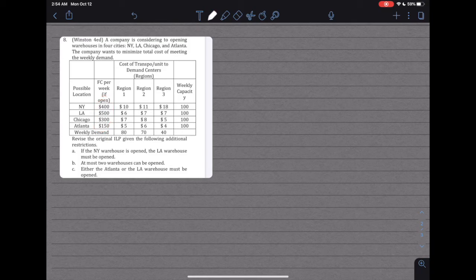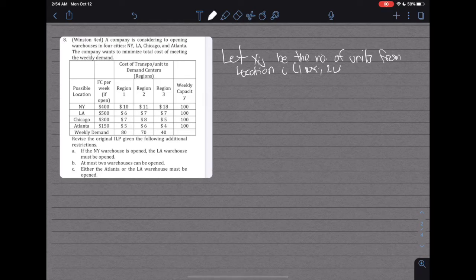So first, let's not notice the three sub problems below. Let's focus on the main fixed cost problem. In this case, what do we want to know? We want to know: let xij be the number of units from location i, 1 for New York, 2 for LA, 3 for Chicago, 4 for Atlanta, to region j.